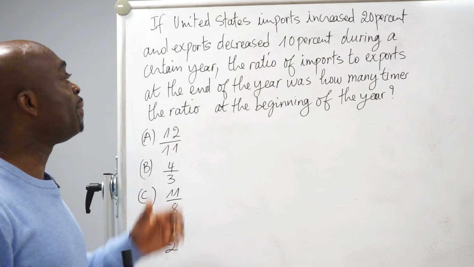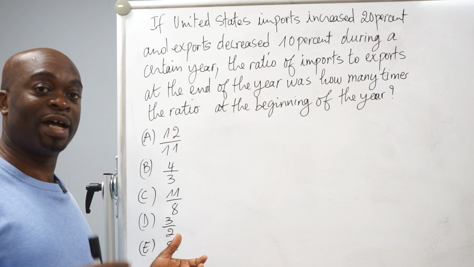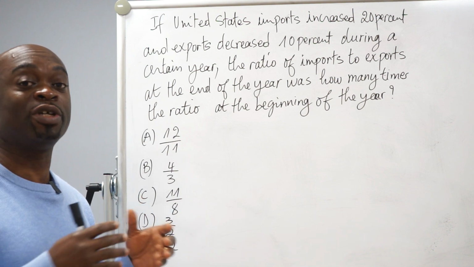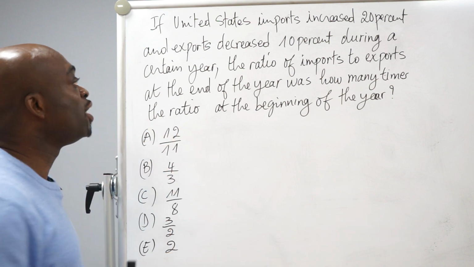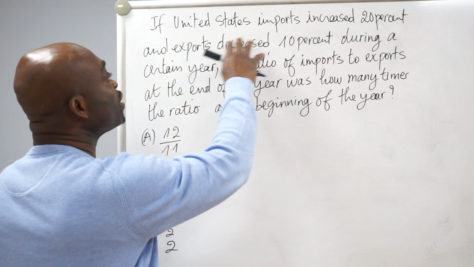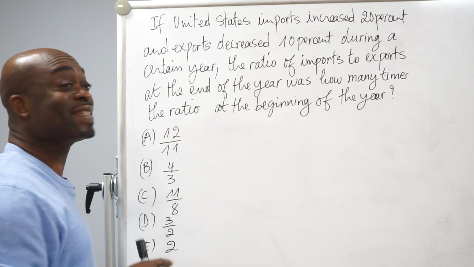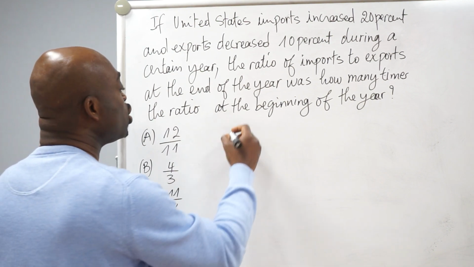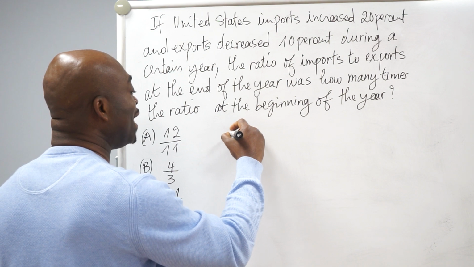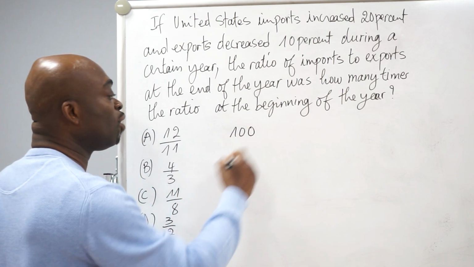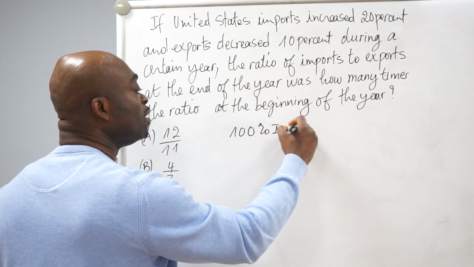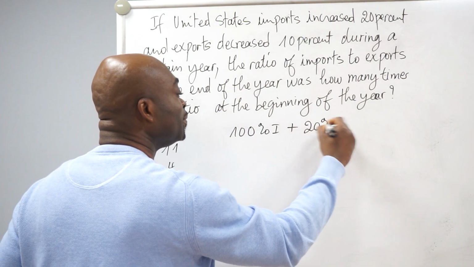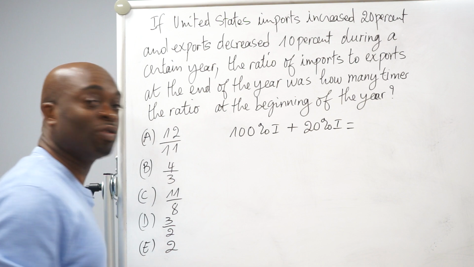Now, we're talking about import and export. All right, so that's the first two things that we need to keep in mind. And then we're talking about the end of the year that we're doing our report. But what do we have first? The imports increased by 20%. So that means what? If they increase 20%, let's say at the beginning we have 100% of import, plus 20% of import, what would that give us?